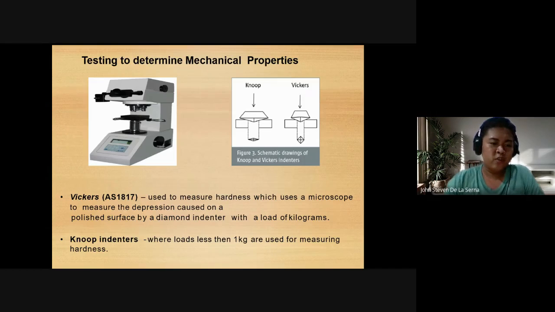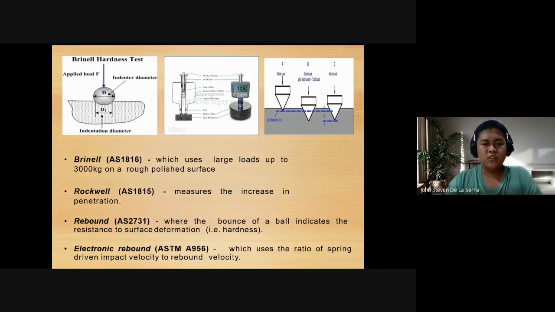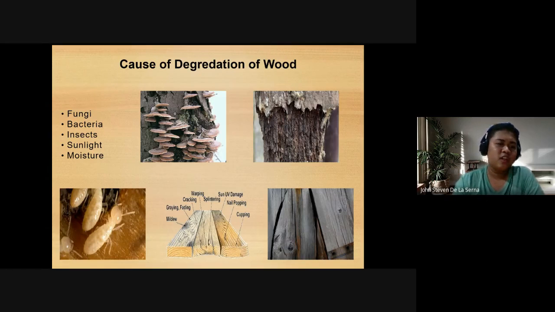Next, Vickers and Knoop indenters are used to measure hardness. Brinell and Rockwell: Brinell uses large loads up to 3,000 kilograms on a rough polished surface. Rockwell measures the increase in penetration. Rebound, where the bounce of a ball indicates the resistance to surface deformation, and electronic rebound, which uses the ratio of spring-driven impact velocity. There are five causes of degradation of wood: fungi, bacteria, insects, sunlight, and moisture.